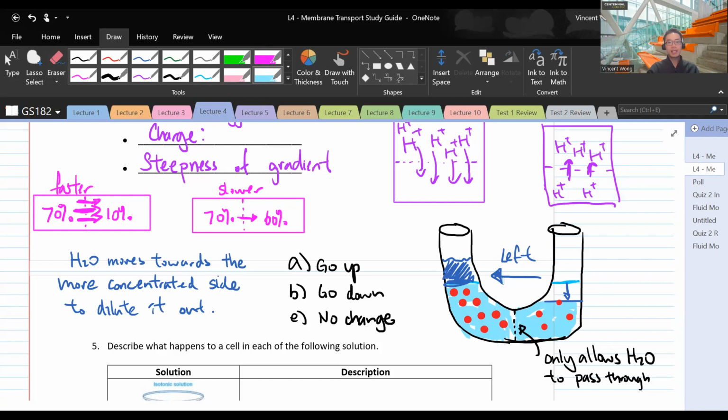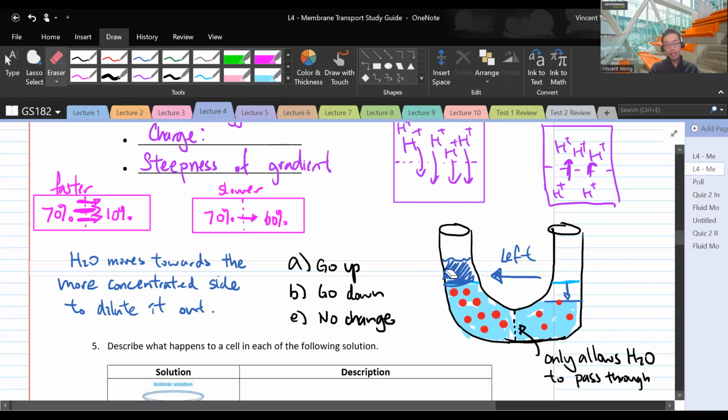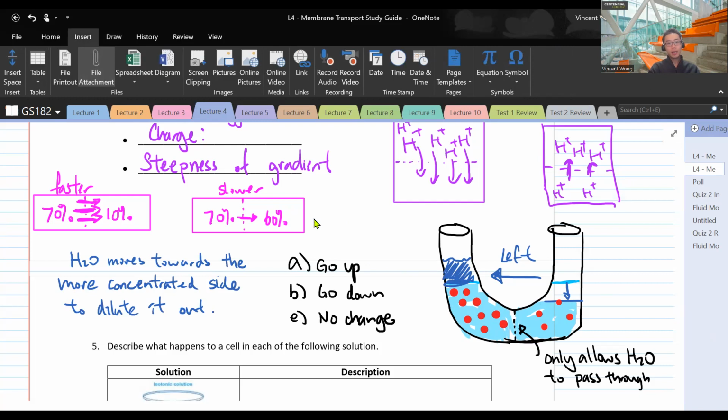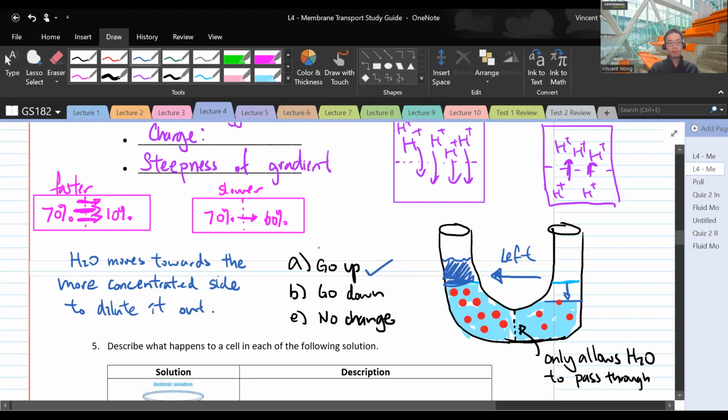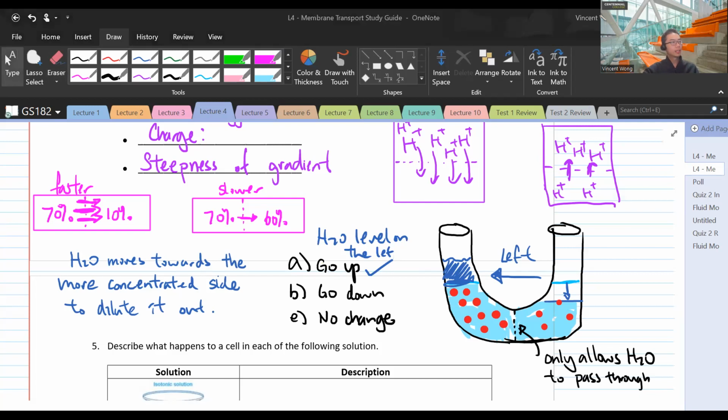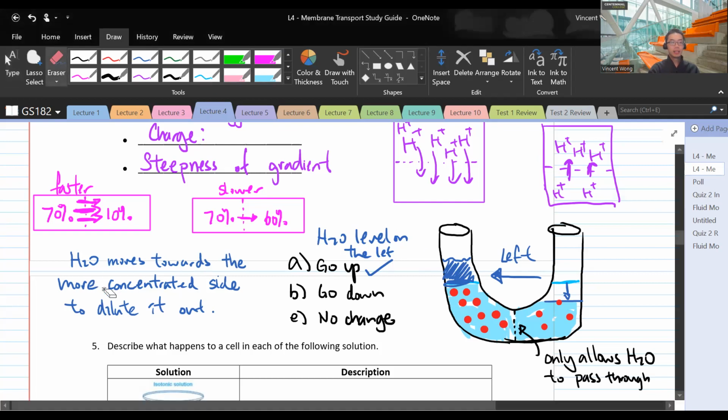concentration. So the correct answer is the water level on the left side will go up. The water on the left side will go up. Please ask a question if you need clarification. So this concept is called osmosis. Osmosis.